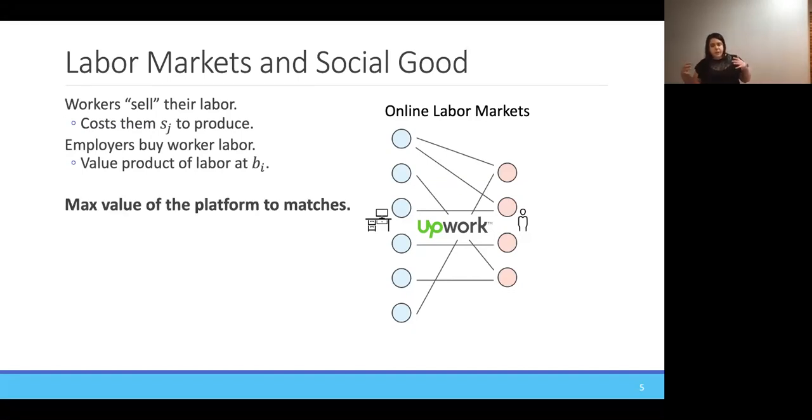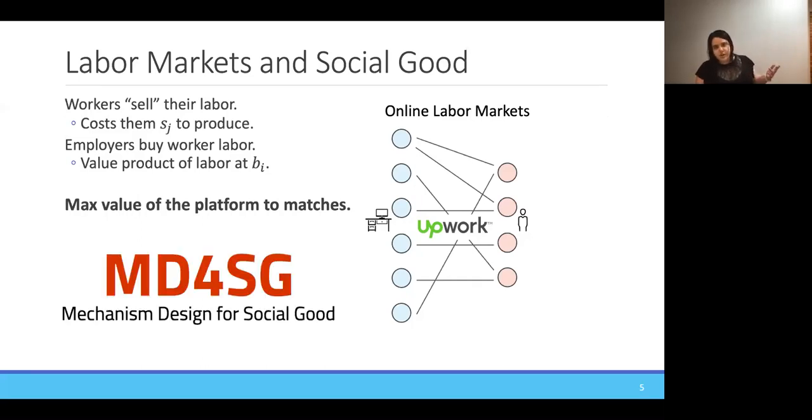And so here the objective is to maximize the value of the matches, or the platform's value of the matches. And so this is part of a larger agenda on social good that I have that I'm not going to talk about today.